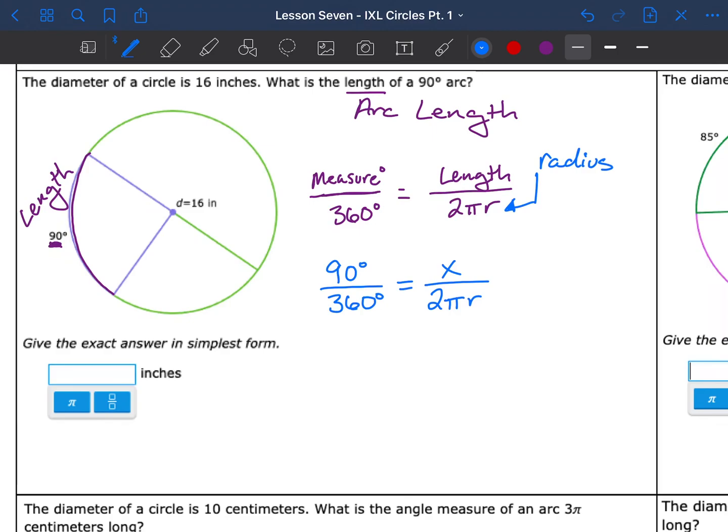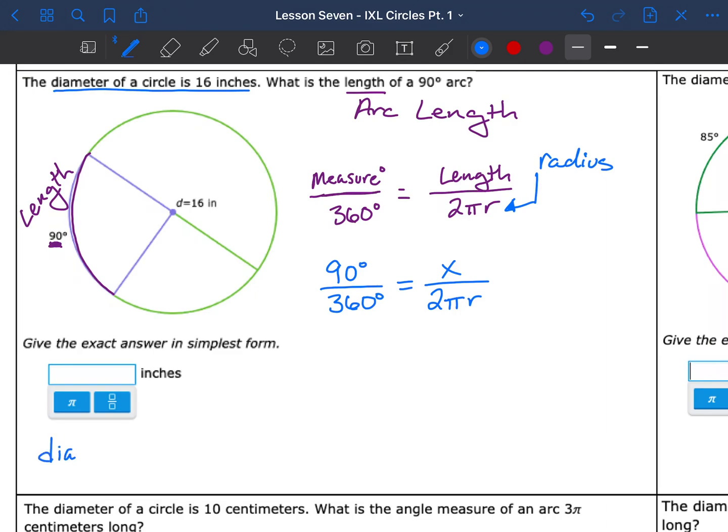Cool. What does it say? Ooh, I haven't used this part. This bit of information I haven't used. The diameter of the circle is 16 inches. Wait a minute. That doesn't tell me what the radius is. It tells me what the diameter is. But hey, you remember from the first one?